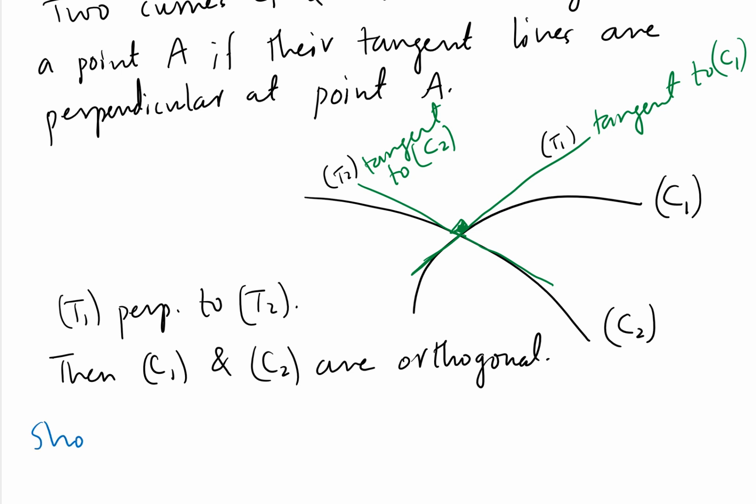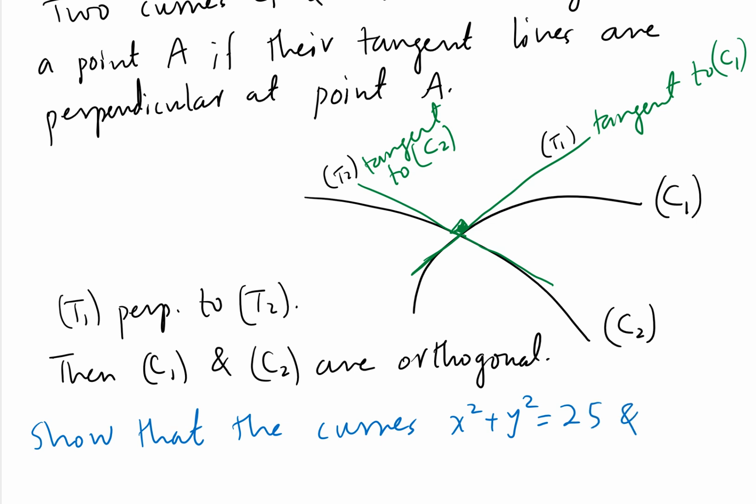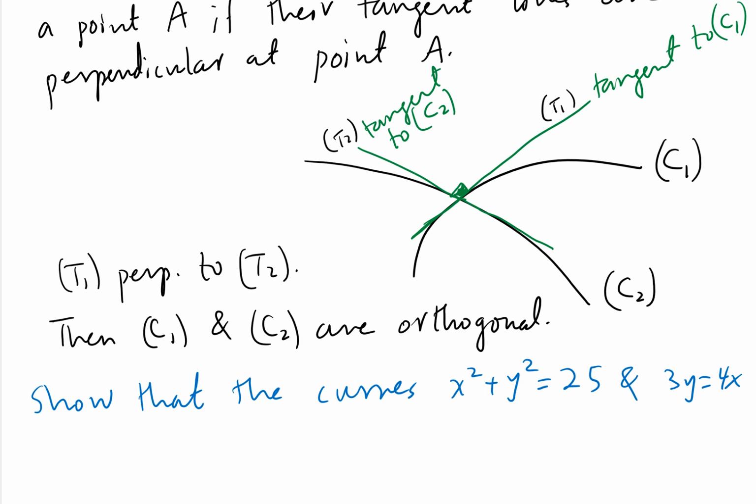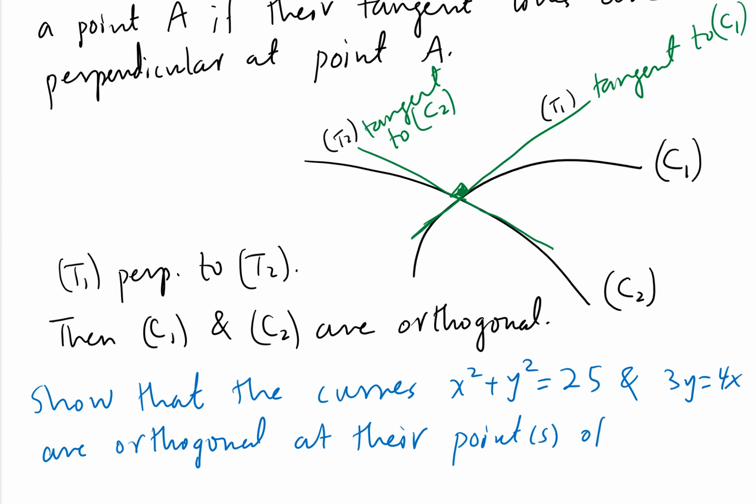Let's look at an example. Show that the curves x squared plus y squared equals 25 and 3y equals 4x are orthogonal at their point of intersection. Point or points of intersection.